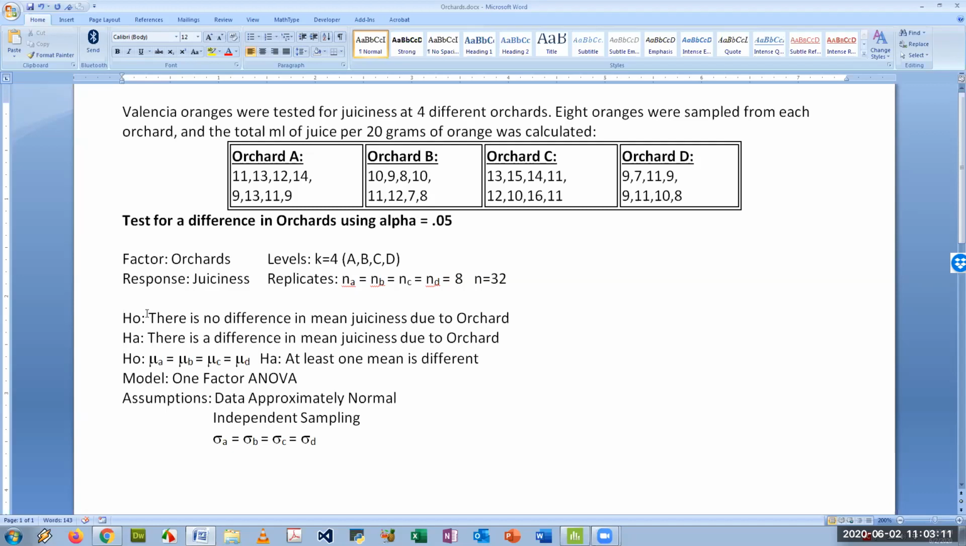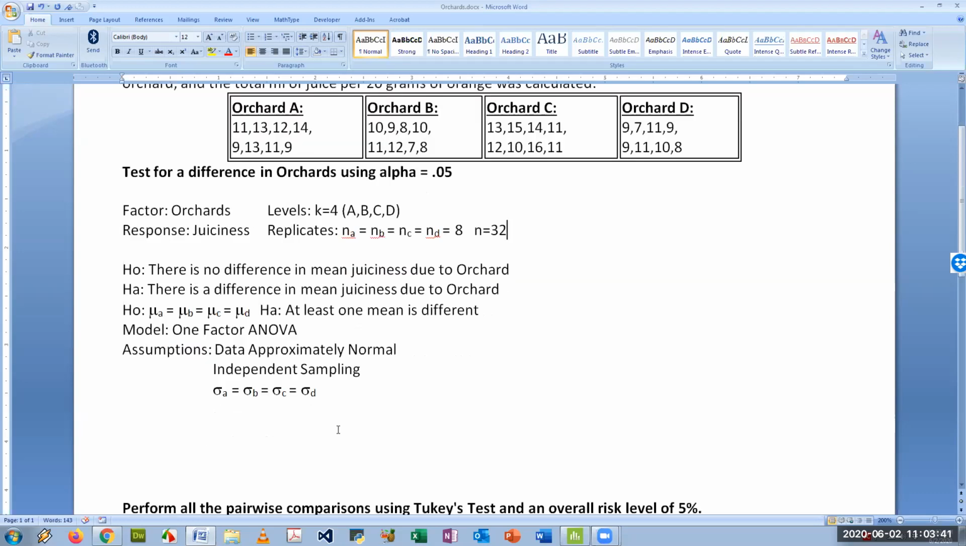The null hypothesis would be there is no difference in mean juiciness due to orchard. The alternative, there is a difference in mean juiciness due to orchard. In other words, in parameters, that's saying that the 4 means are equal and the alternative, at least one mean is different. The model is called one-factor ANOVA, and there are these 3 assumptions for one-factor ANOVA: that we have to have approximately normal data, especially with the sample size small, independent sampling, and all 4 standard deviations or all 4 variances need to be equal.